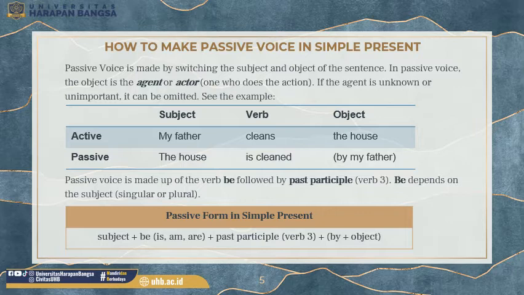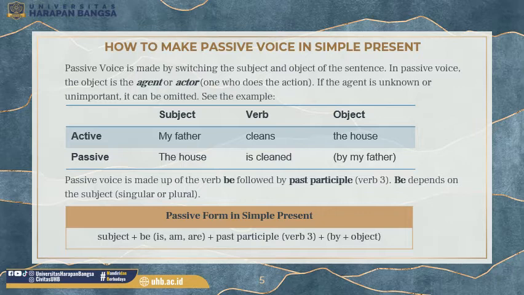Nah, maka kita dapat kata cleaned. Sehingga passive voice-nya menjadi the house is cleaned by my father. So, the pattern for passive in simple present is subject plus be plus past participle plus by object. Ingat, bentuk be di sini hanya memakai is, am, are.